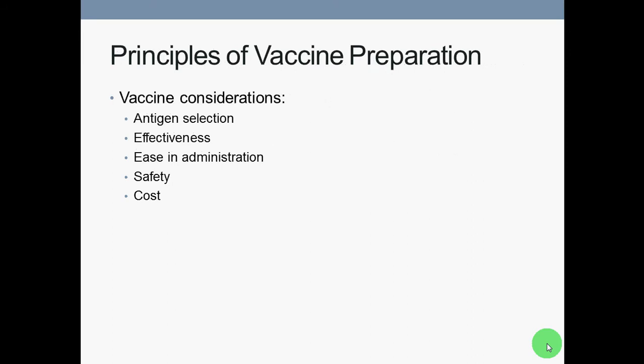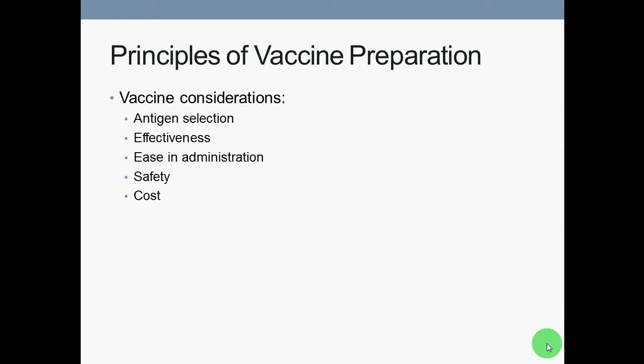Now, when selecting a vaccine, so when putting together a vaccine, all the components that go into it, some of the things that we have to consider is the antigen selection. We talked last time about antigens and what makes a good antigen. Again, these are things that are specific to the microbes that we're trying to protect against. So parts of the outside of a bacterium or parts of the outside of a virus.